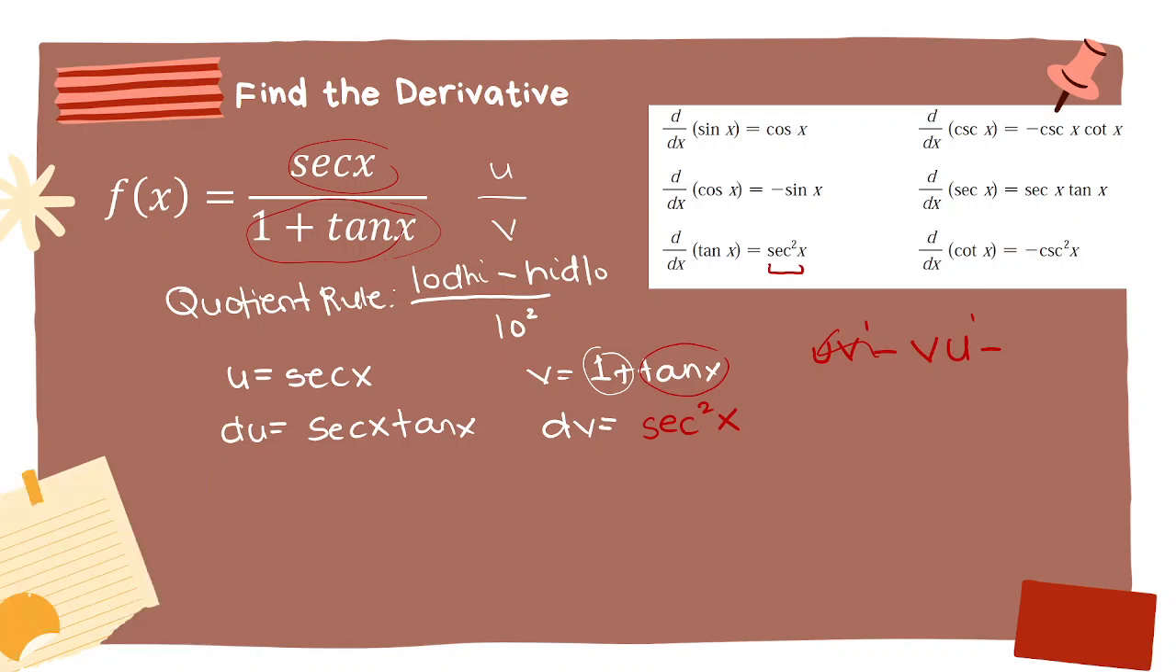Okay, pwede na tayo proceed. We just copy the u. Ano nga ulit yung quotient rule natin? Low d high minus high d low, over low squared. Ano yung high natin? Numerator, u. Copy lang daw. Times sa derivative ng baba, which is dv, over v squared. So, ano yung v natin? 1 plus tan x.